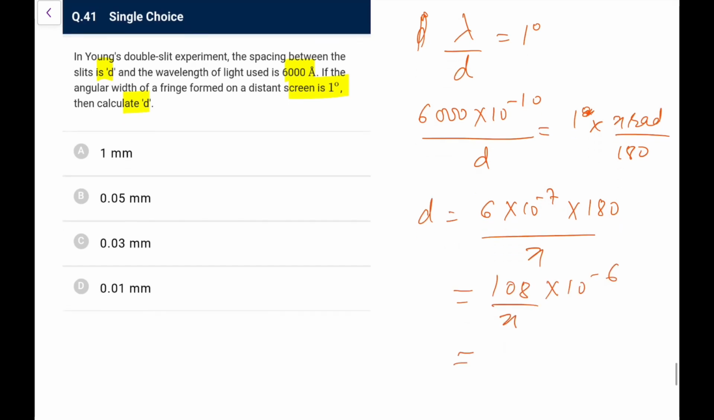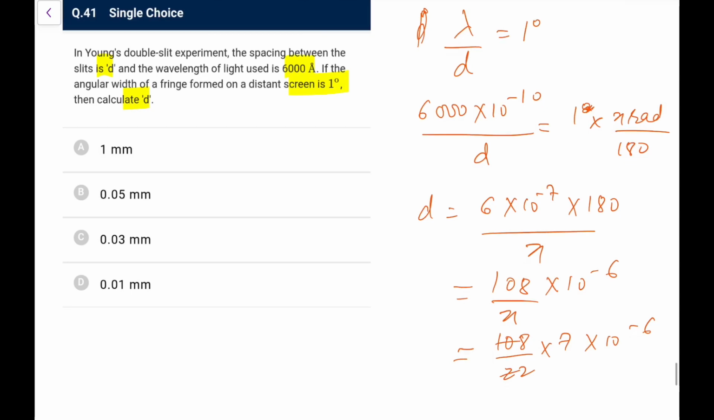So what we have now, 3.14, or better I should write it as 22 by 7. Let me try. 108, it is 22 by 7. So 22 5s is 110, so it would be approx 5, so 7 5s are 35, so 0.35 into 10 to the power minus 6, so it would be definitely 0.03 mm. That would be the closest one you can go for. That is the way you will write it.